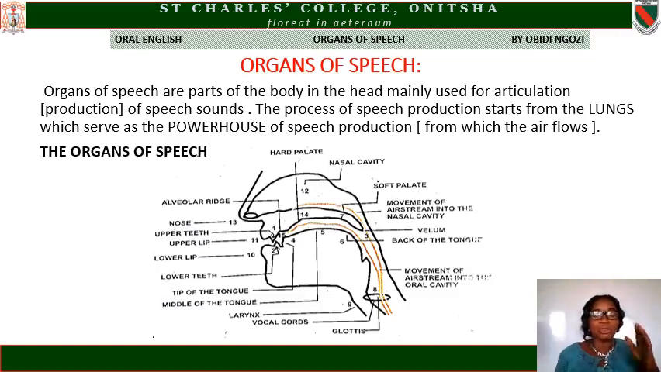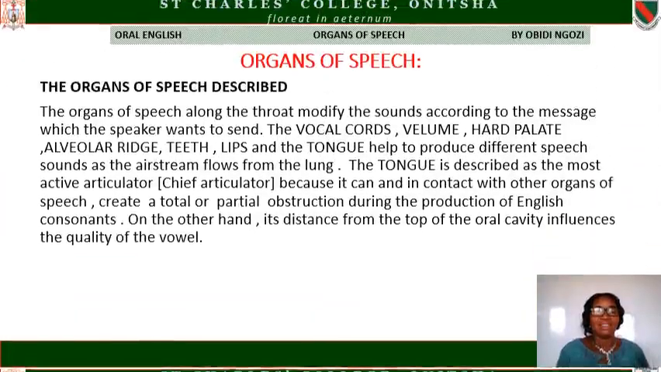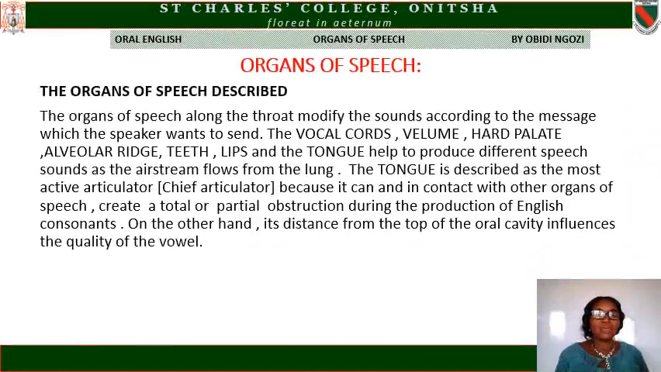The organs of speech, you can see the diagram. Look at the diagram very well, then listen to me. Let us look at the organs of speech well. The organs of speech along the throat modify the sounds according to the message which the speaker wants to send. The vocal cords, velum, hard palate, alveolar ridge, teeth, lips, and the tongue help to produce different speech sounds as the airstream flows from the lung.